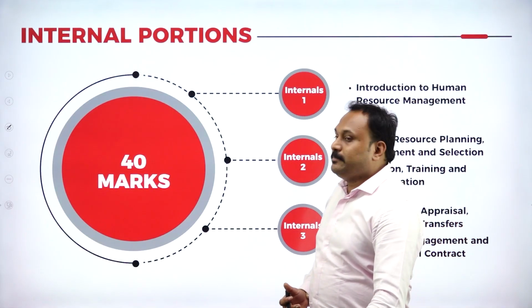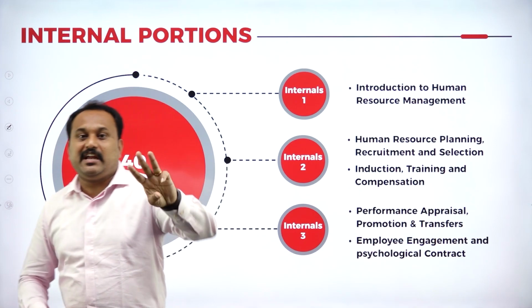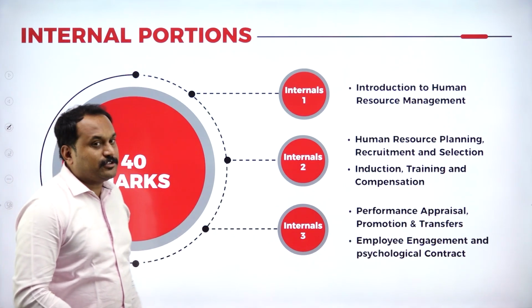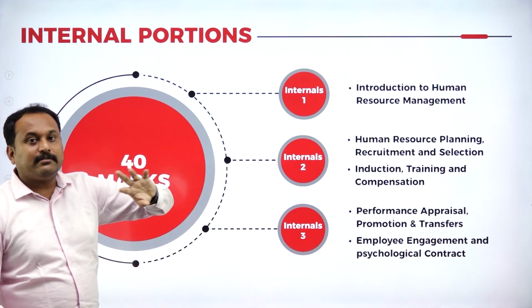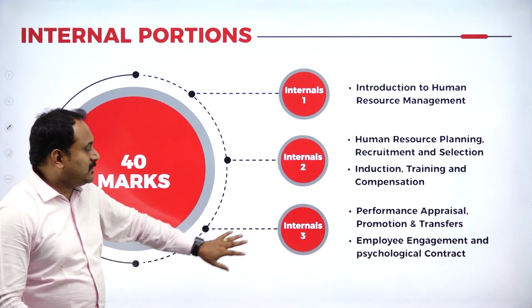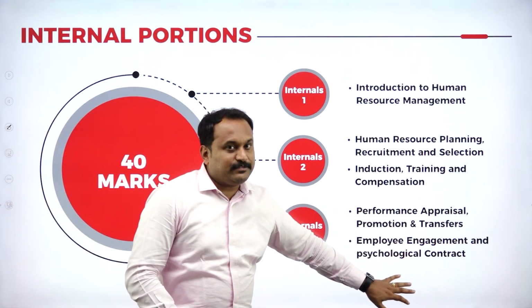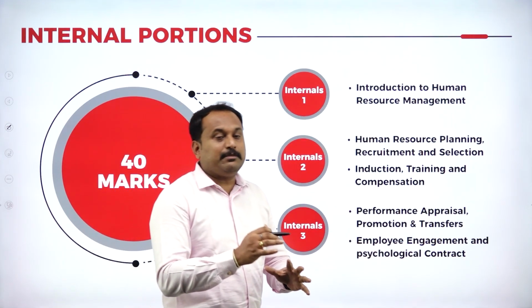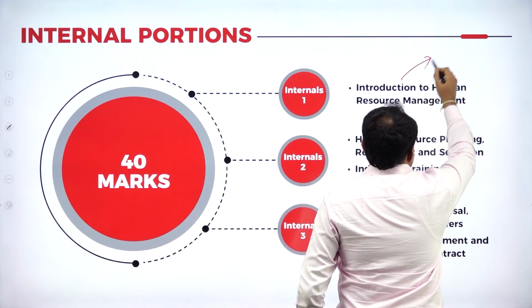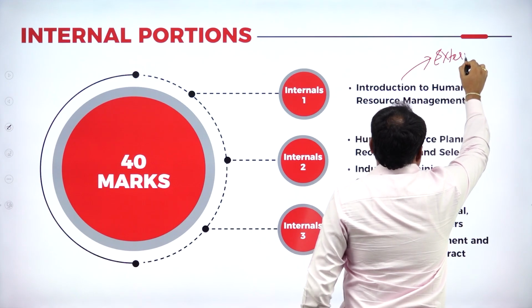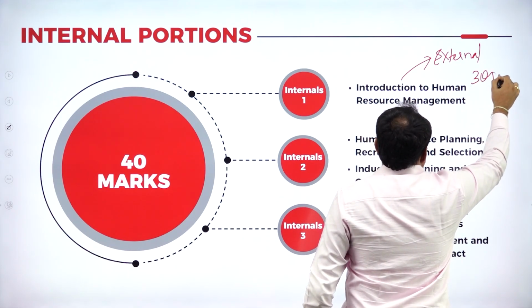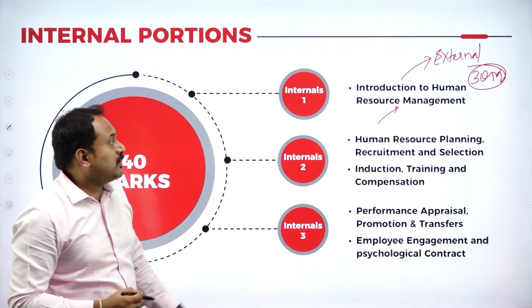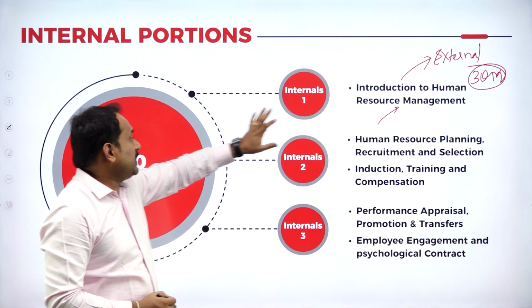So coming to the internal portion, we have 3 internals for you students. The first internal, the syllabus will be Introduction to Human Resource Management. The second internals, you have the second chapter and third chapter, and the third internals, you have the fourth chapter and the fifth chapter. Why are we giving you Introduction to Human Resource Management in the first internals? Only because here, if you go with external, you'll be getting 30 marks from this chapter alone. How many? 30 marks.